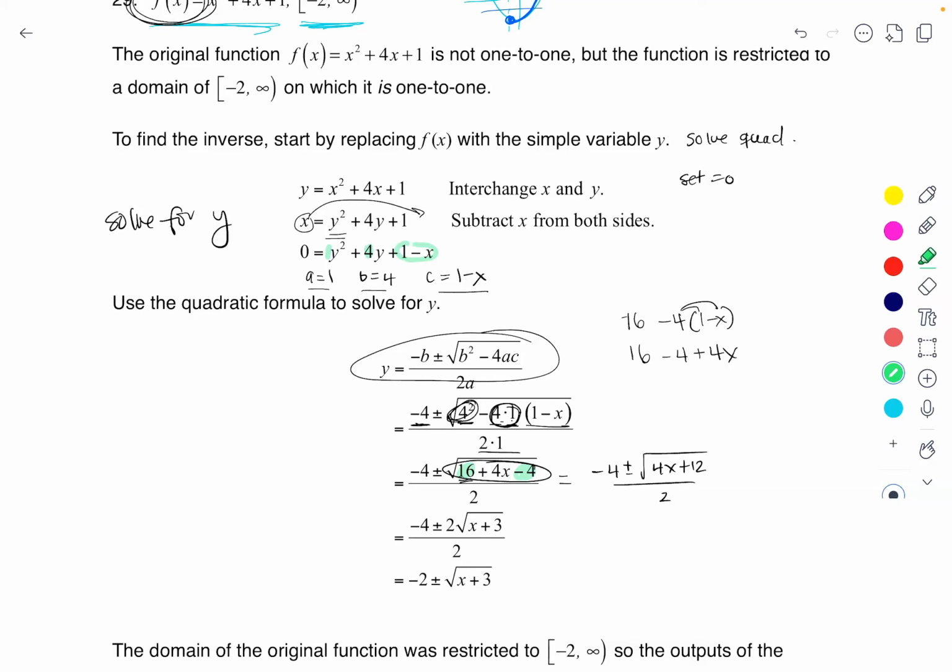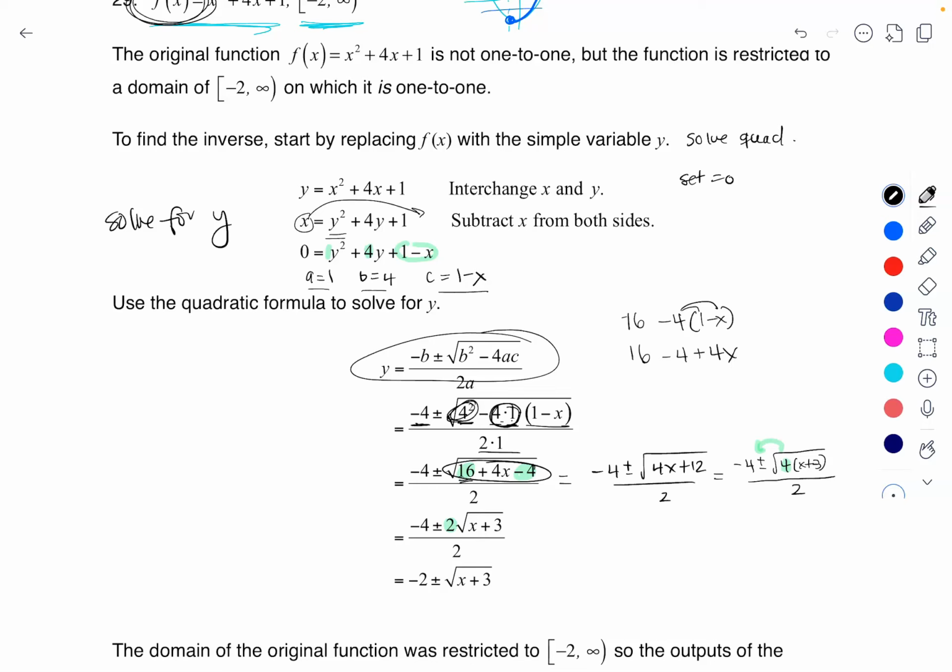And that radicand, the 4x plus 12, has a GCF of 4. So I have -4 plus or minus the square root of 4 times (x plus 3) all over 2. All right, but we know the square root of 4 can pop out of the radical and become a 2, right? So I have that in there.